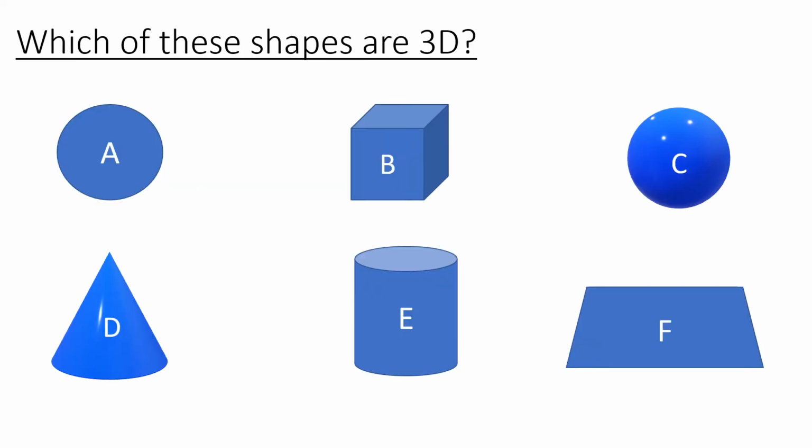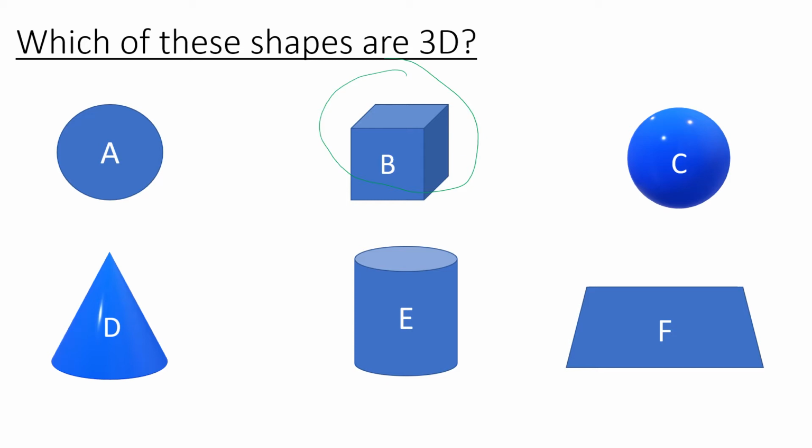I'd like you to think about the definition I just said of 3-dimensional shapes. Pause the video and write down the letters of the shapes on the screen now which you think are 3D. Right, so I'm going to reveal them now. Let's see how you got on. So if I circle a shape, it means it is 3D. So the first one on there is B. That is a cube. It's a 3-dimensional shape. It's got depth to it.